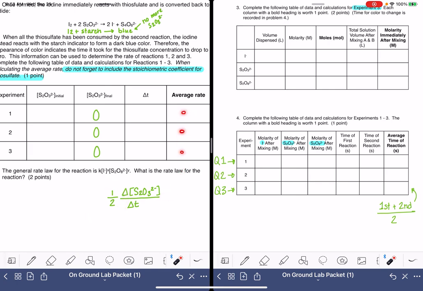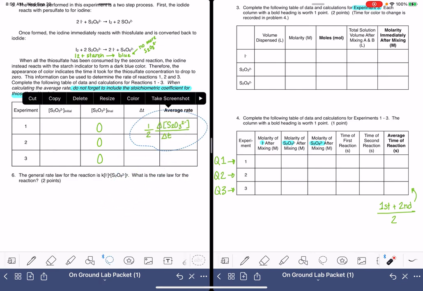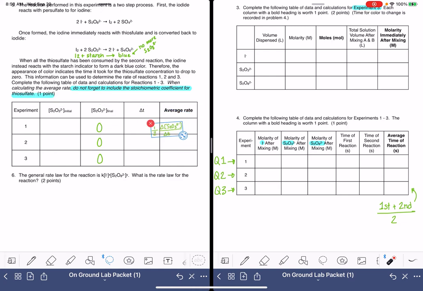Don't expect all of these rates to be the same. They probably won't be because you have different amounts for these different experiments. But this will give you the average rate for all three of them. So once you get that done, I'm going to scoot this up here, shrink it up a little bit, and fit it in the box.